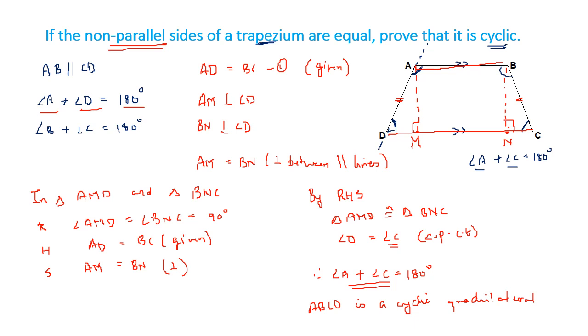So you can see here, we had to prove that the quadrilateral is cyclic. Cyclic means all the 4 endpoints lie on the circle. To prove that, we have to show the opposite angles are supplementary. But we do not have that, we are only given the non-parallel sides of the trapezium are equal.